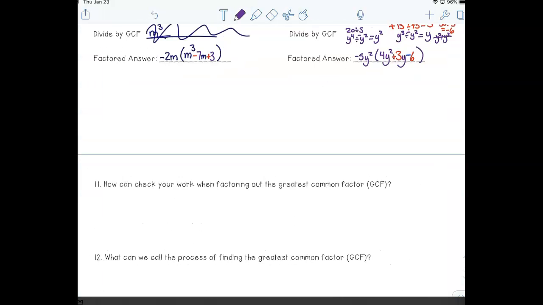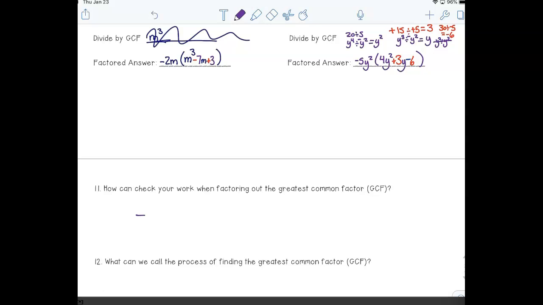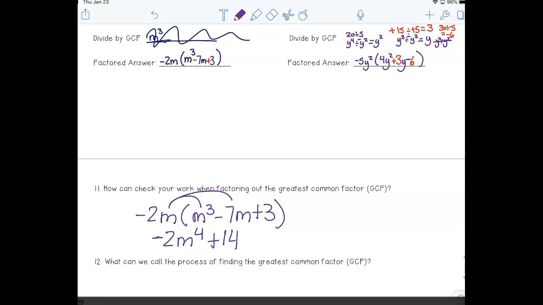So we can check our work by going and remultiplying. Right now I can see my previous page. I can see negative 2m times m to the third minus 7m plus 3. Let's try it. Negative 2m times m to the third makes negative 2m to the fourth. Negative times a negative makes a positive. 2 times 7 makes 14. m times m makes m squared. Negative times a positive makes a negative. 2 times 3 makes 6. m times nothing left gives me just an m.